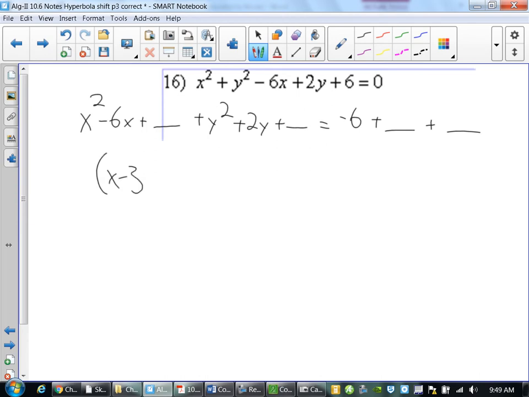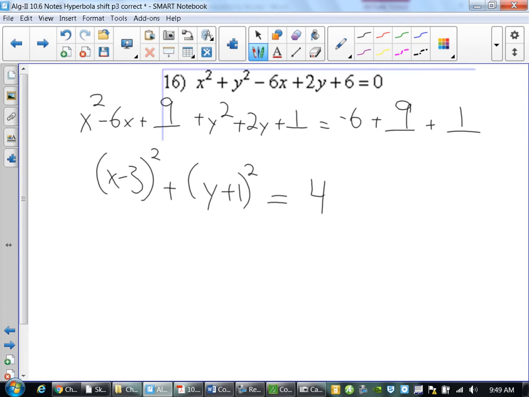Half of it, you get x minus 3. You square it, you get 9 here and here. You get y plus 1, square it, you get 1 here and here. And you get 4. What is this going to wind up being? It's a circle.